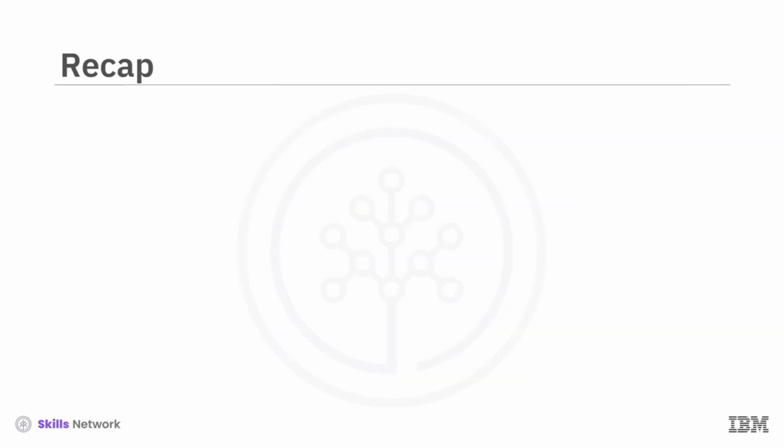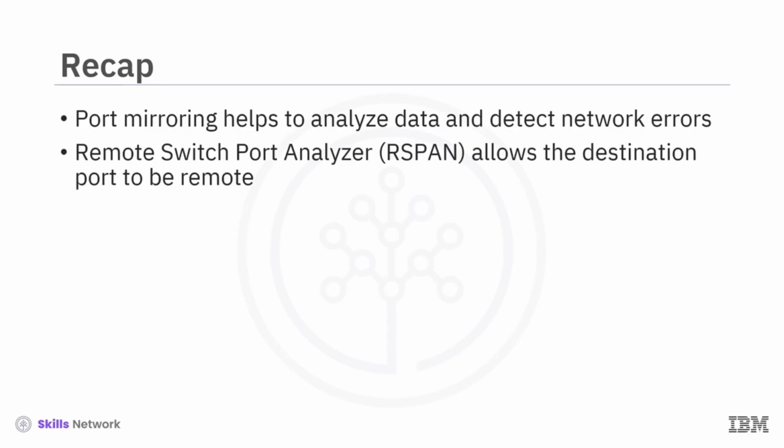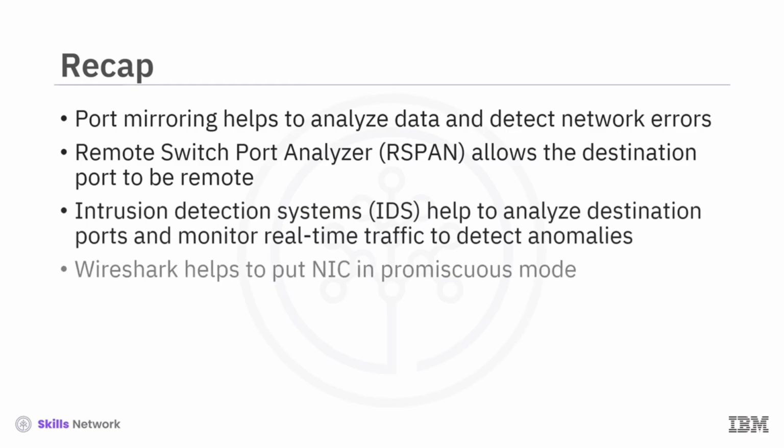In this video, you'll learn that port mirroring helps to analyze data and detect network errors. Remote Switch Port Analyzer, or RSPAN, allows the destination port to be remote. Intrusion detection systems, IDS, help to analyze destination ports and monitor real-time traffic to detect anomalies. Wireshark helps to put a NIC in promiscuous mode.